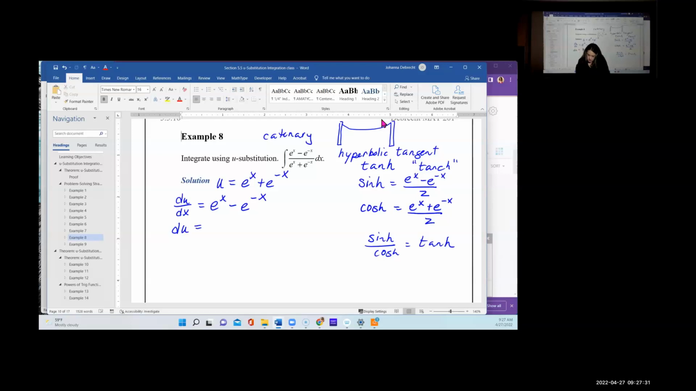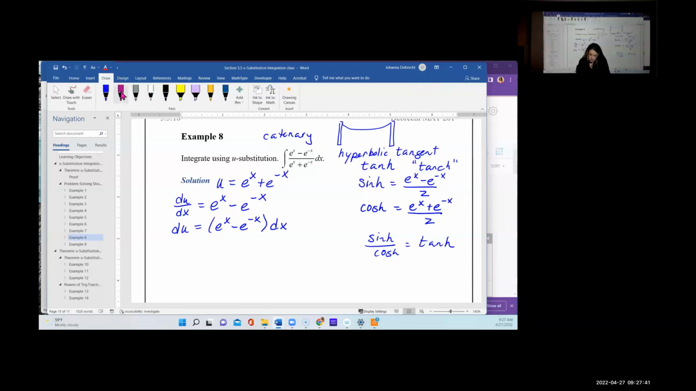So we have du is equal to e to the x minus e to the minus x dx. And again, notice in this particular expression that what is here is also right here in the original. So we can instead simply substitute for du instead of having to solve for dx. You can solve for dx. It will still work exactly the same. It will give you exactly the same result.